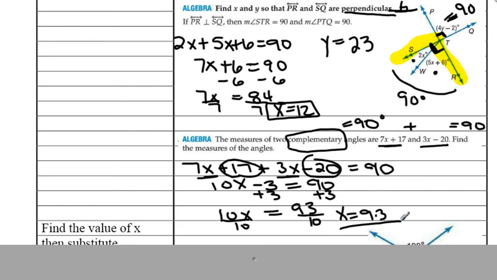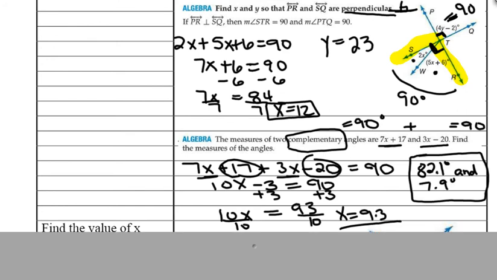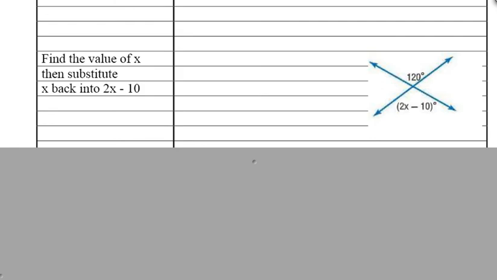We don't want to stop there. It says find the measures of the angles. So what I'd like for you to do is pause the video and substitute this x into each expression, 7x plus 17 and 3x minus 20, and see if you get what I get for each angle pair. And after you substitute your x back in, you should get 82.1 degrees and 7.9 degrees. And it's perfectly fine if you get decimals. Just make sure that 82.1 plus 7.9 is 90 degrees. And it is.